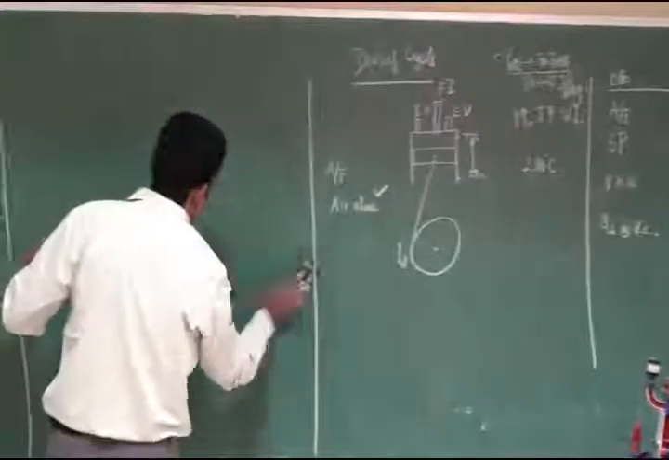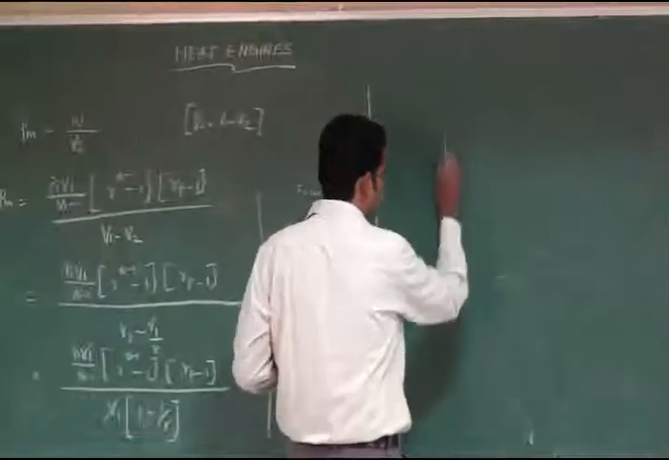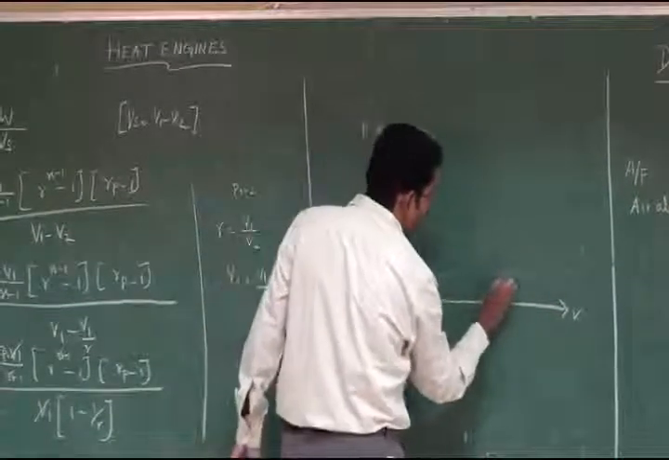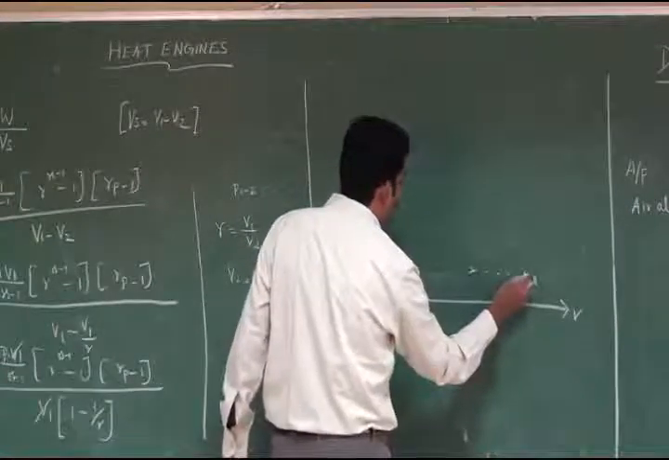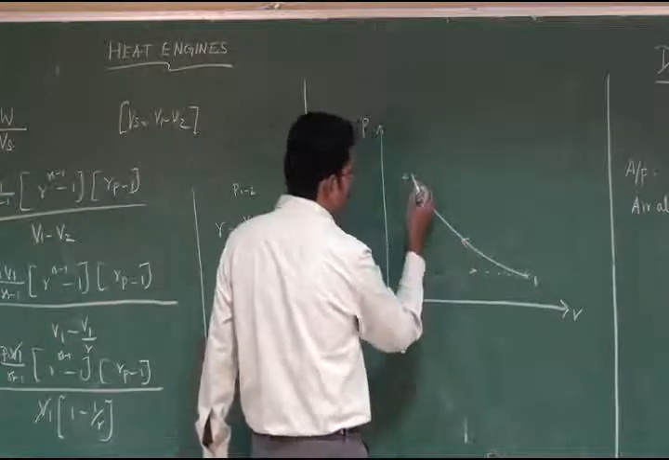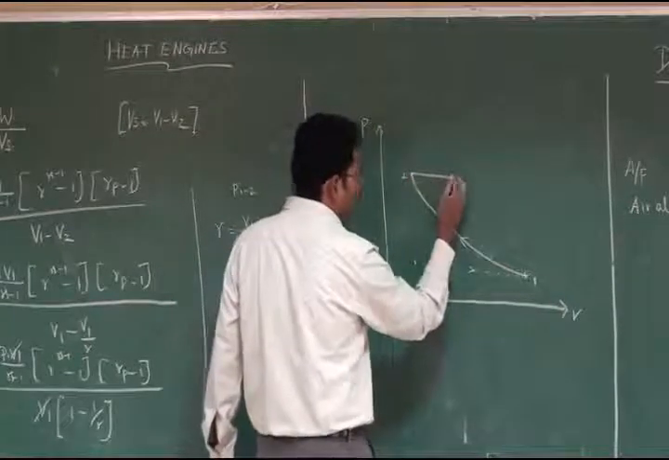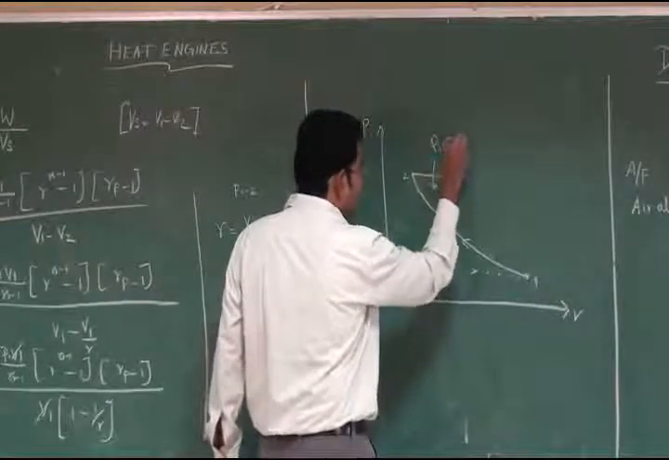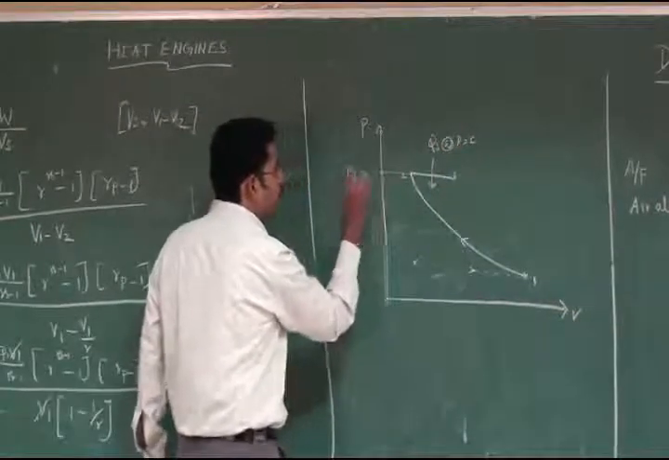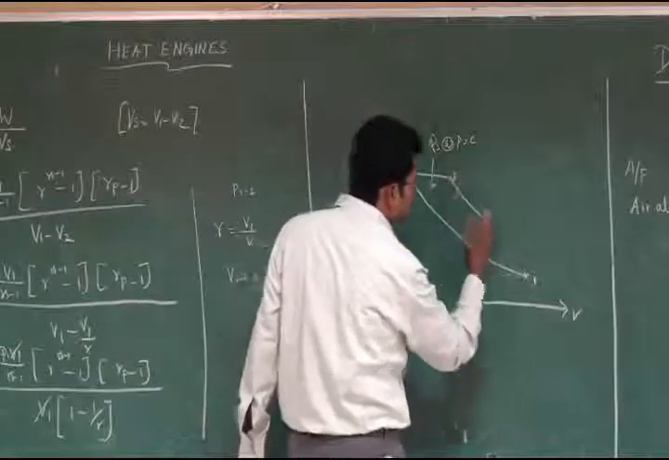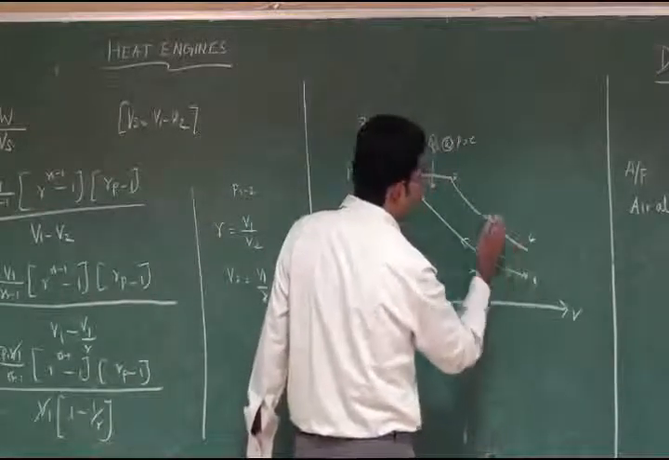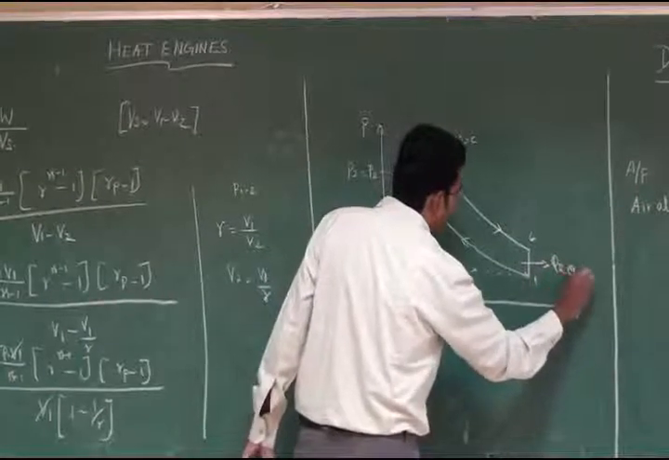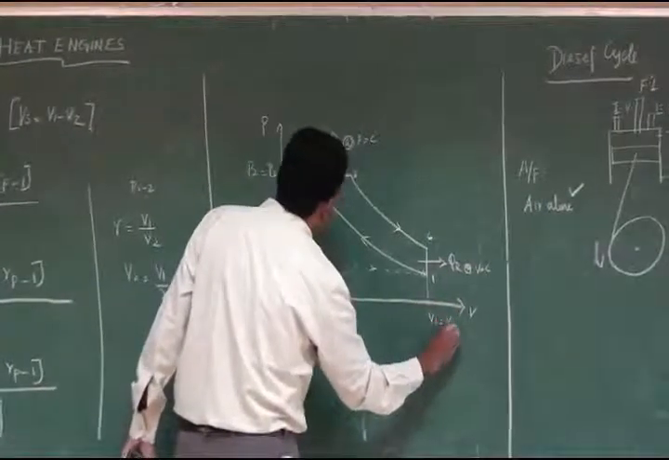This can be shown on the PV diagram. For diesel cycle, in the PV diagram, again 0 to 1 will be the suction stroke. 1 to 2 will be the compression stroke. 2 to 3 will be heat addition, heat supplied at constant pressure, that is, P2 is equal to P3, and 3 to 4 will be reversible adiabatic expansion process, and 4 to 1 will be heat rejection at constant volume. That is, V1 is equal to V4.